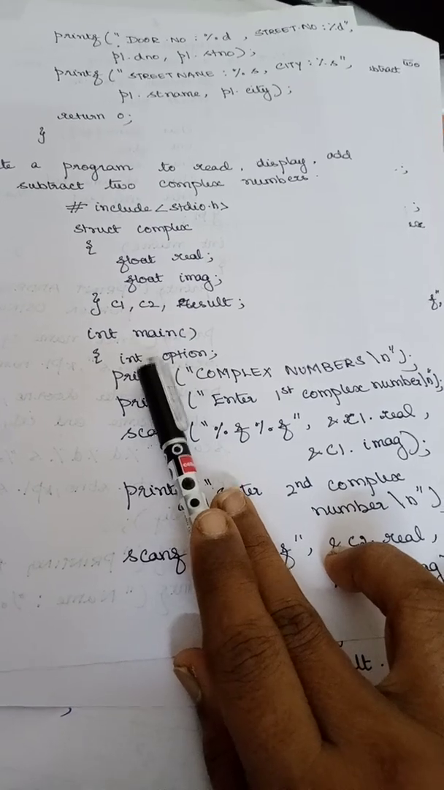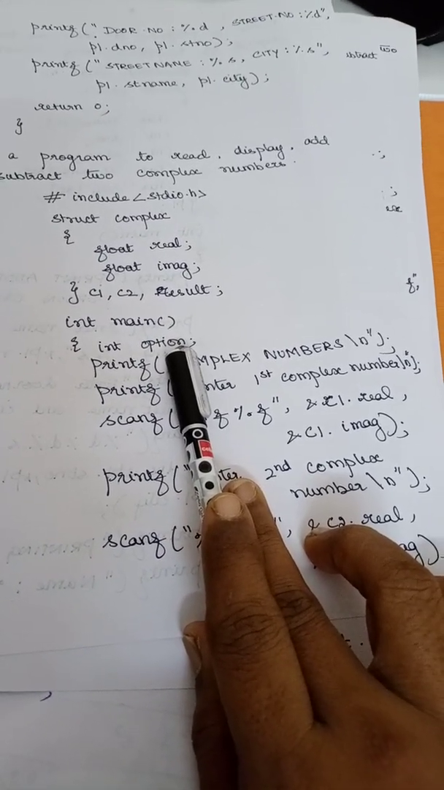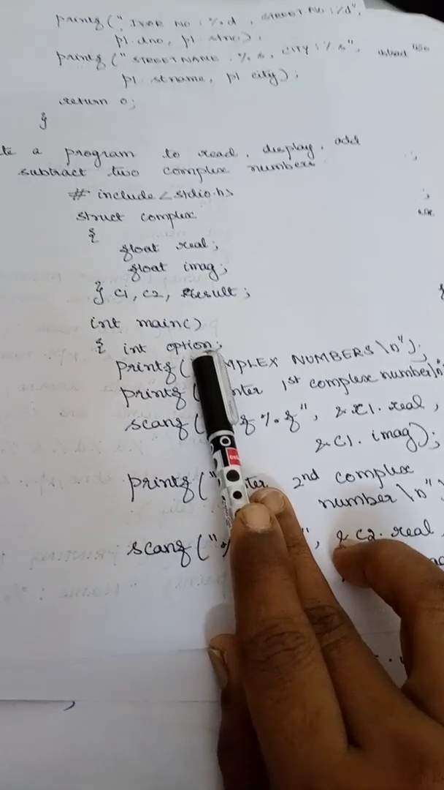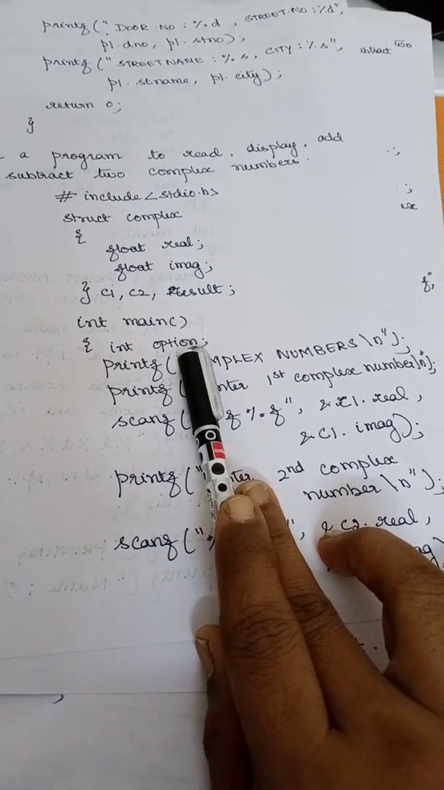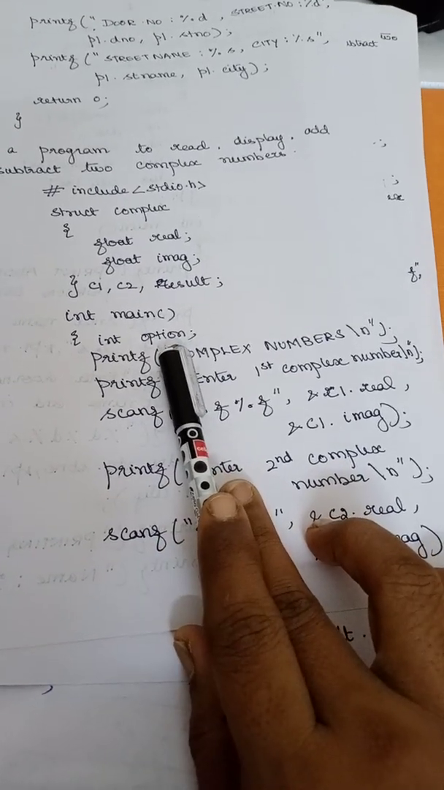So I have given int option since I am going to check the numbers. If you want, you can also use a character: for addition you can have a, for subtraction you can have s. Then you have to declare char option.